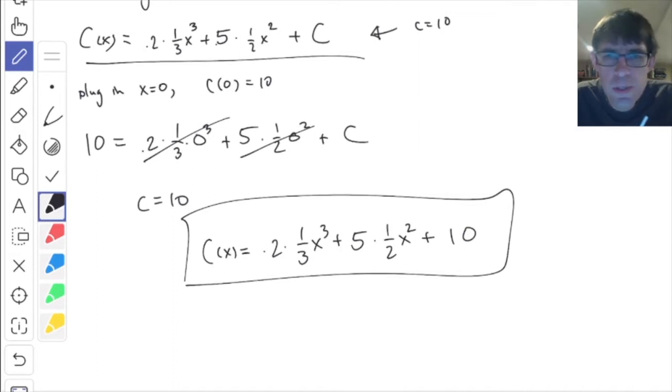As usual, you could simplify things a little bit here. If you want, you can multiply 0.2 divided by 3. I don't care about that. Any questions about that one? This is how we do a simple initial value problem.